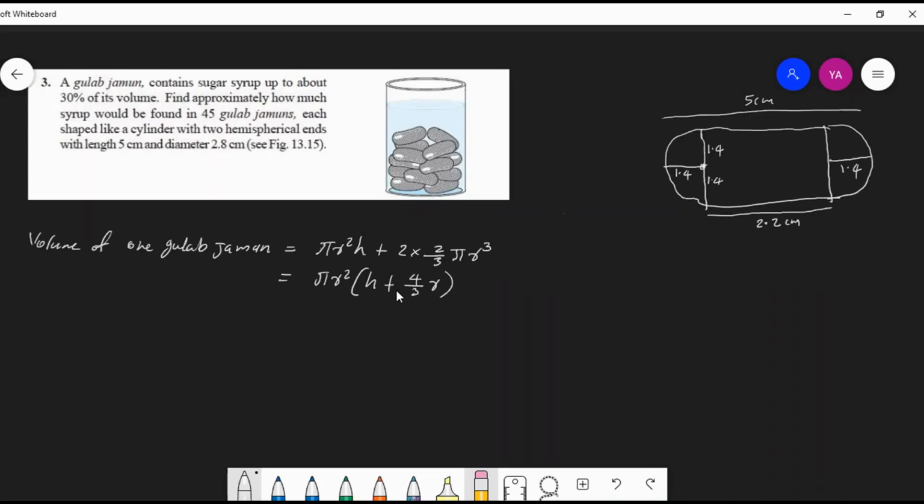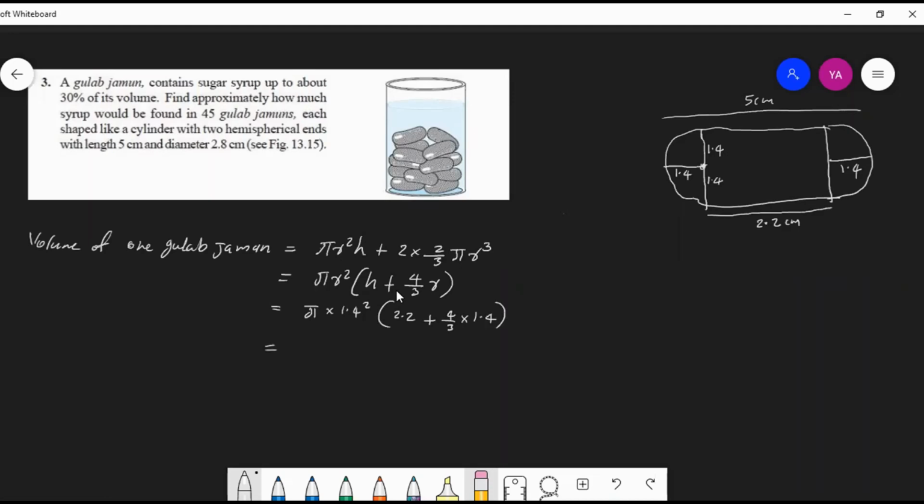Okay, we can substitute values. So pi into r square, 1.4 square, 1.4 square into h. What will be h? 0.2. Okay, 2.2 plus 4 by 3 into r. What is r? 1.4.